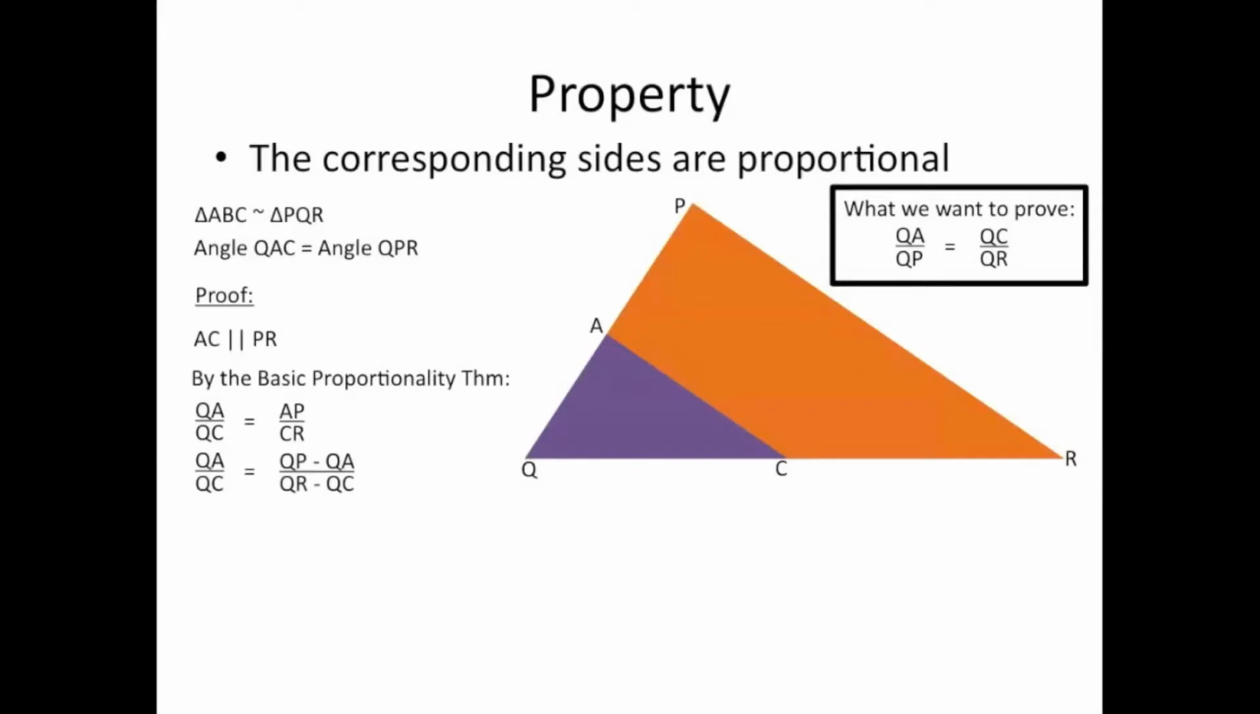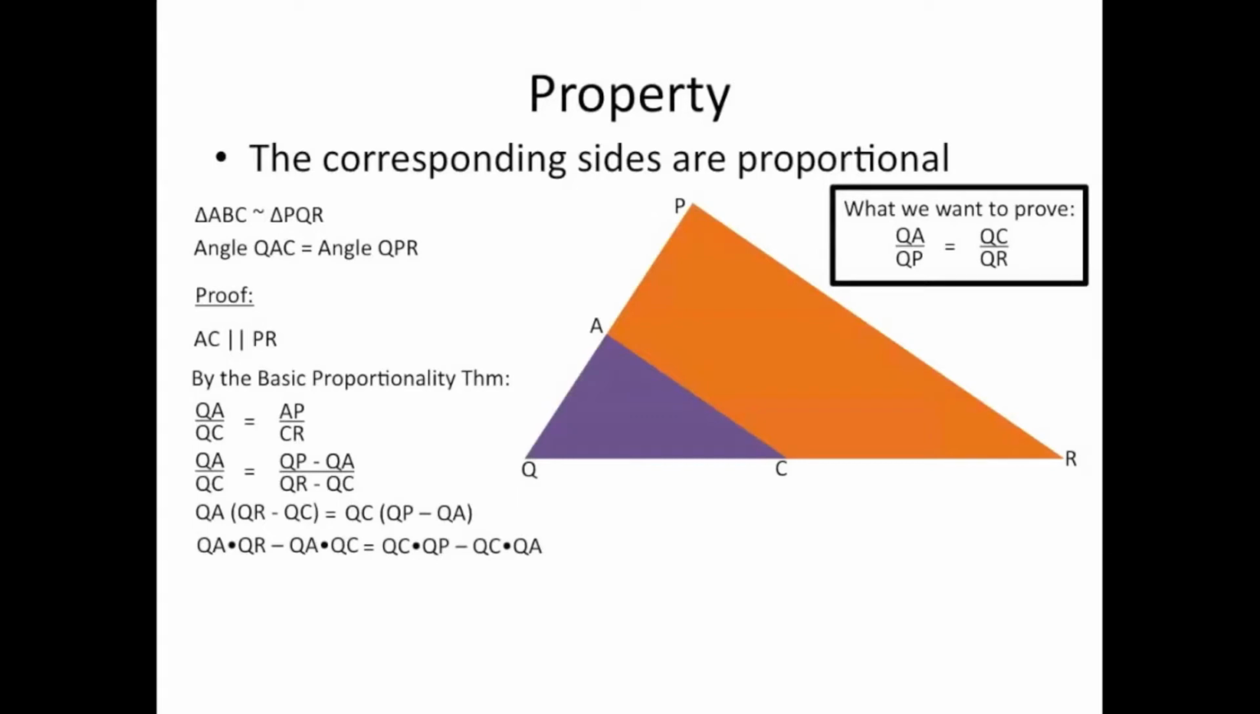Now that we expressed AP and CR as QP minus QA and QR minus QC, we can cross multiply, which will give us QA times (QR minus QC) is equal to QC times (QP minus QA). Then let's multiply these out. That gives us QA times QR minus QA times QC is equal to QC times QP minus QC times QA.